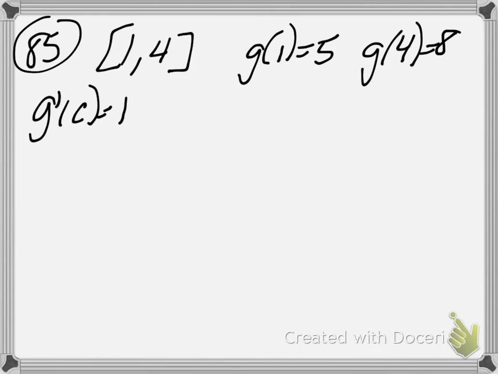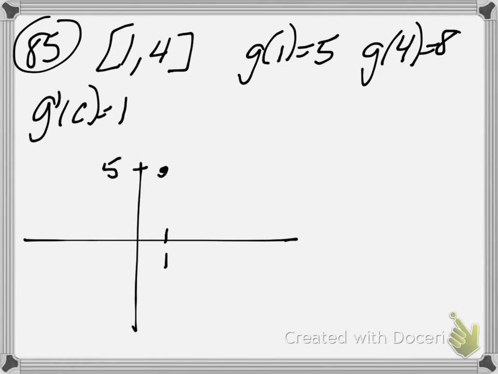Okay, number 85, so you were given this information, and if you want you could draw a picture. G of 1 is 5, so this is 1 and this is 5, and G of 4 is 8. Well, let me just increase this line. There we go, and that would be 8. And this is just the interval from 1 to 4.